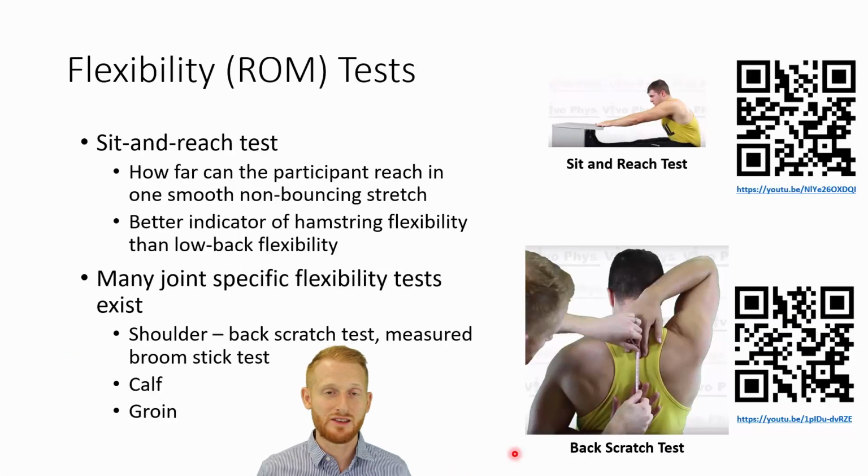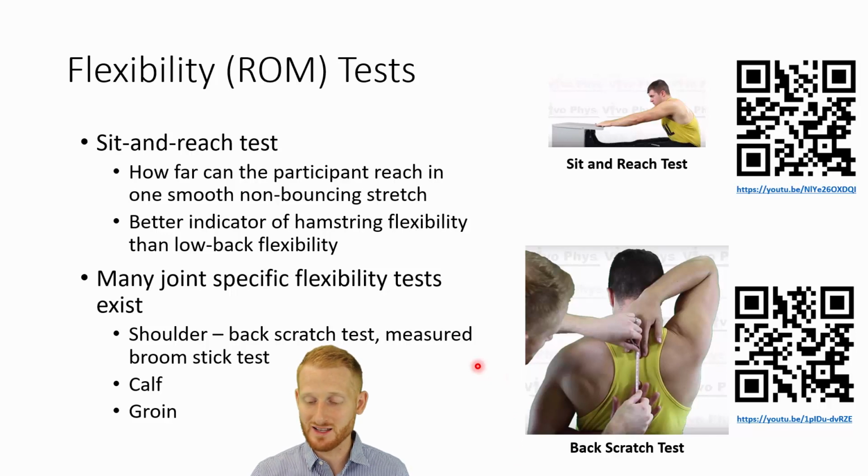Just like any resistance training exercise could be turned into a test of muscular strength or muscular endurance, pretty much any stretch can be turned into a test of muscular or joint flexibility. If you get a goniometer, you can measure joint angles that way. It's basically like a protractor, and so it makes it really easy to measure joint flexibility of almost any joint.